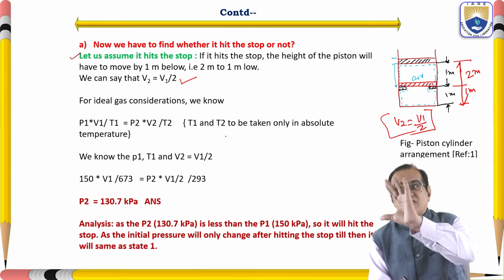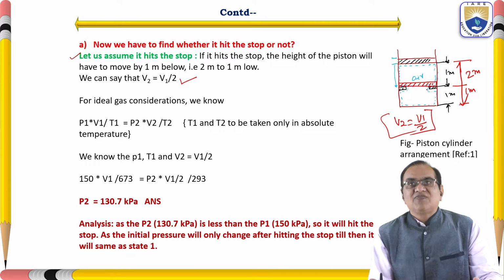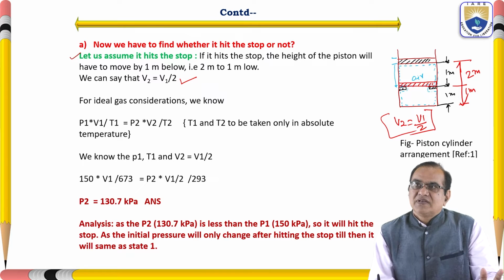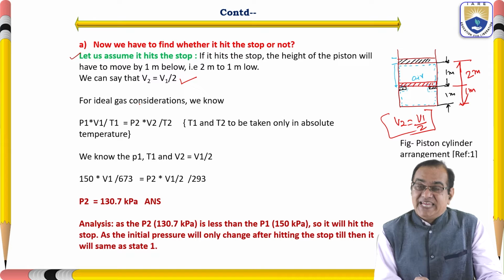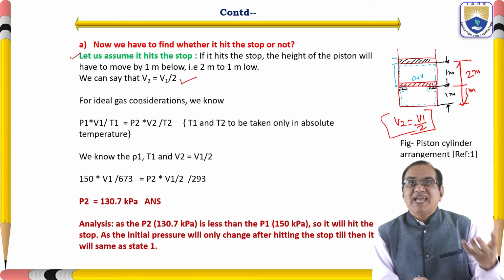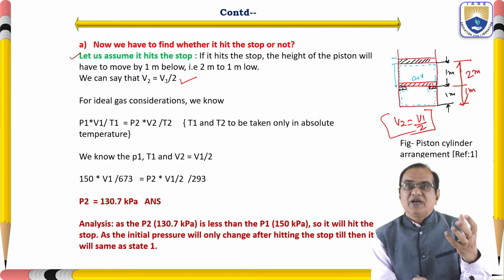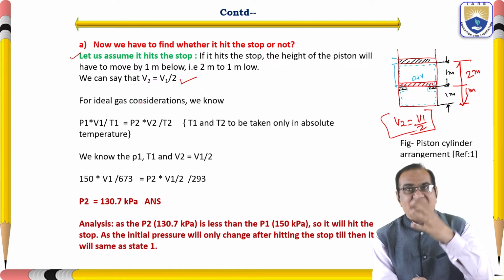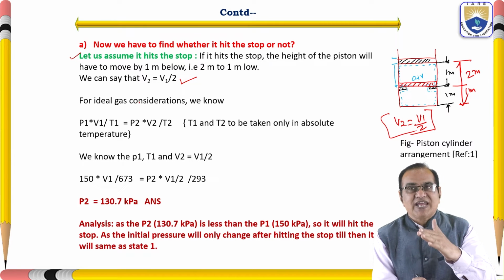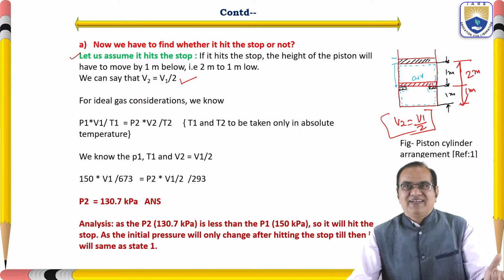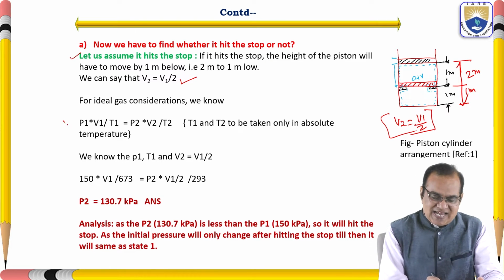So we have got from this idea that if it is moving by 1 meter, then it will hit this stop. For ideal gas, because it is air, just now we have discussed that we can take the ideal gas equation for air if air is at low pressure and high temperature. Here it is high temperature and low pressure, so very well we can take this assumption and use it. But if it is another substance like water or refrigerant, we cannot use this ideal gas equation.